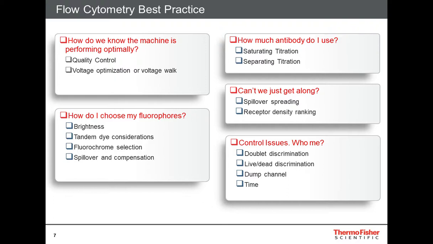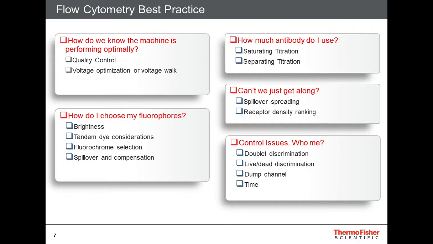So let's talk about flow cytometry best practice. These are the things we're going to talk about today. They don't encompass all of flow cytometry best practice, but they're certainly important to panel design. The first thing we're going to talk about is how do we know the machine is performing optimally? Certainly the manufacturer of flow cytometry instrumentation is going to develop a protocol to give you an idea of whether the machine is performing optimally. And we're also going to talk about what you might want to do above and beyond this level of testing to make sure you're going to get good data.